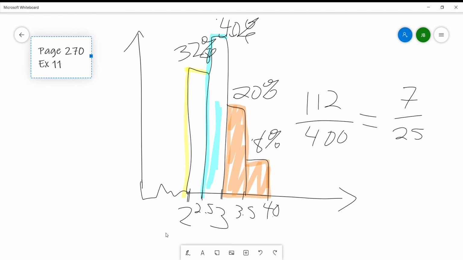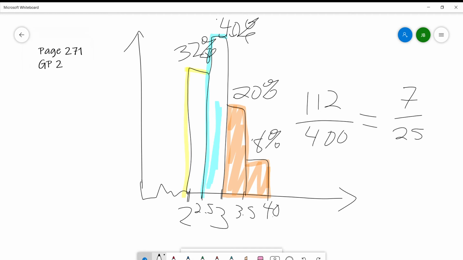Instead, let's do page 271. We're going to do guided practice number two. This one looks like a doozy. Don't spend all day on it. I mean, just kind of work it. I want you to work it, and I want you to be doing good at it.